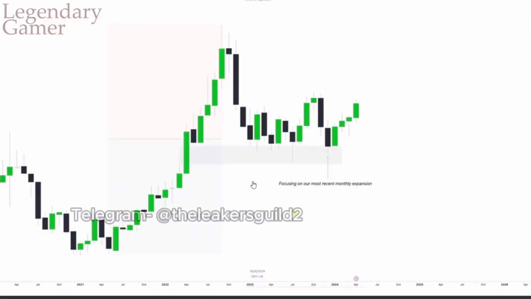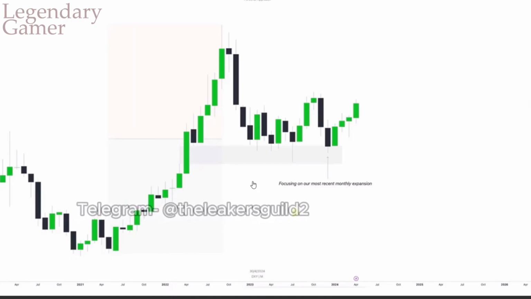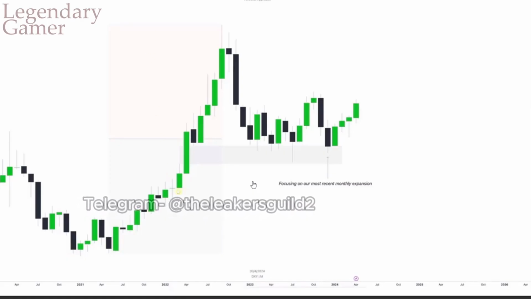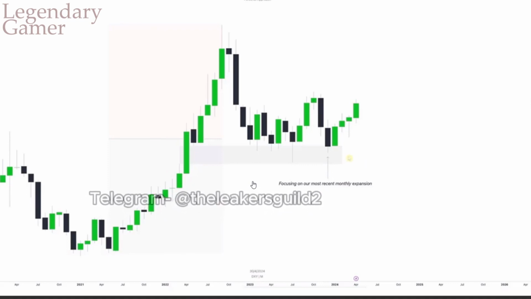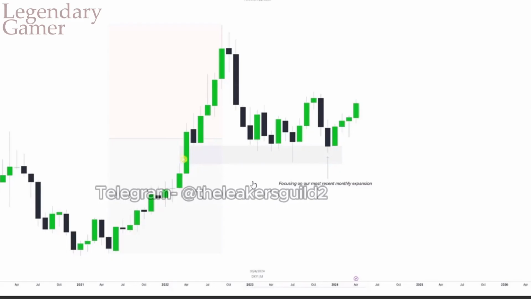So now we're going to be talking about DXY. We've got a monthly chart over here, right? Step number one, as always, mark out premium and discount. Where are we coming from and where are we most likely to go, right? So we're focusing on the most recent monthly expansion, which is over here. We hit a monthly fair value gap, right?